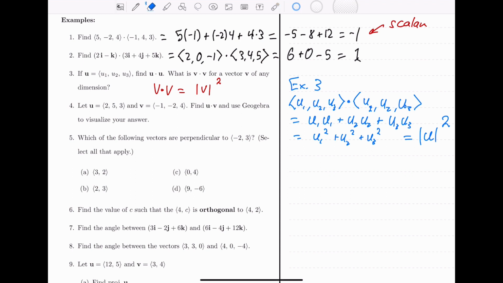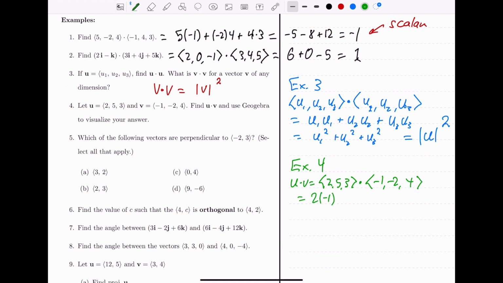Let's solve example 4. We want to take the dot product of these two three-dimensional vectors and see what the result is. u dot v, well, u is the vector 2, 5, 3. v is the vector -1, -2, 4. Multiply the x components together. We have 2 times -1. Multiply the y components. 5 times -2. The z components multiplied together. 3 times 4. We have -2 minus 10 plus 12.